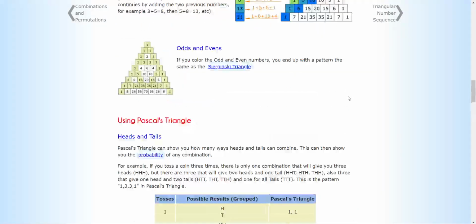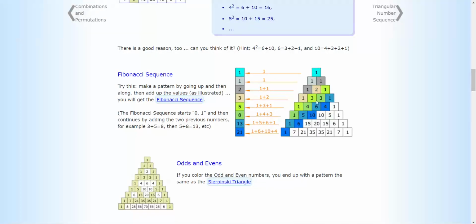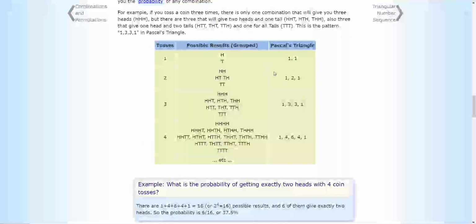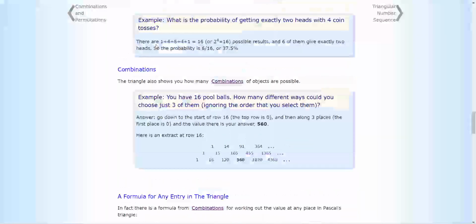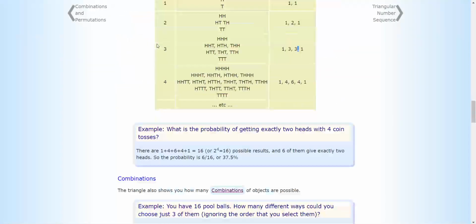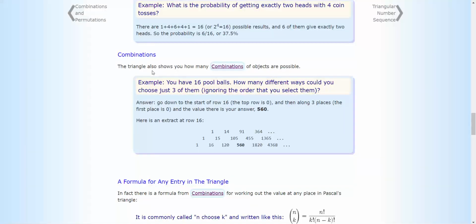So we have 1, 1, the same triangle applies. 1, 1, 1, 2, 1, 1, 3, 3, 1, 1, 4, 6, 4, 1, and on. So the possible results in this case are 1 possible result for combined elements, and then 2 results for the elements, and then 3, and then the same applies. So we got 3 options because we have 3 in the rectangle, and so on and so forth.